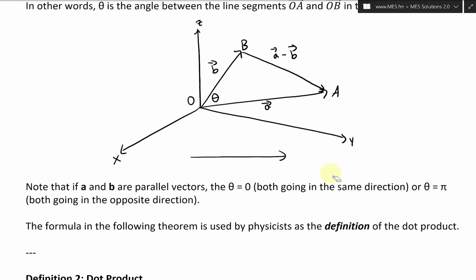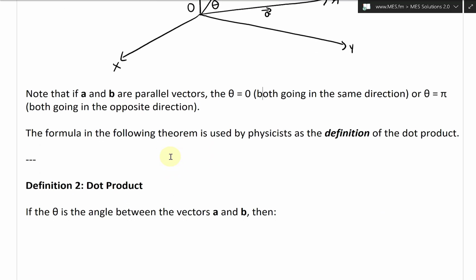But if theta is equal to pi, they are both going in opposite directions. So if vectors A and B are parallel vectors, the angle theta is equal to 0, going in the same direction, or they are going in the reverse direction, and that is our theta equals pi, or 180 degrees. It's going backwards, and it's parallel, nonetheless.